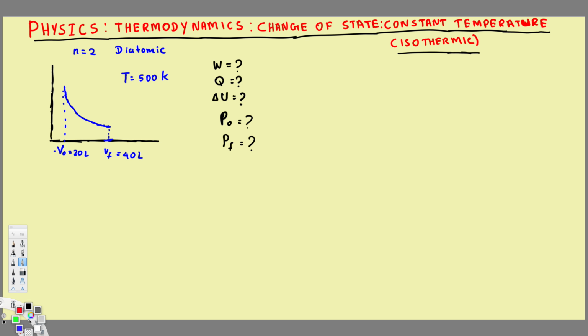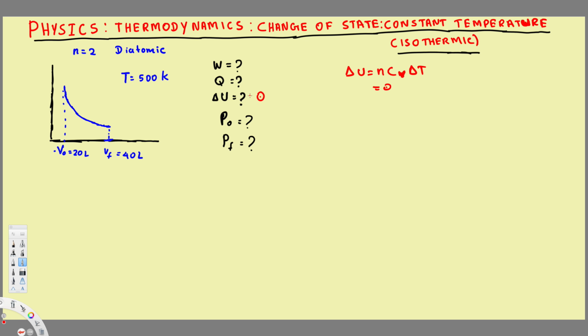So first of all, in an isothermal process, delta U is equal to 0. If you want to know why, if you apply delta U is equal to nC delta T, you know that in an isothermal process the temperature stays the same, so delta T is going to be 0. That makes everything 0. So that's how we derive delta U is equal to 0.